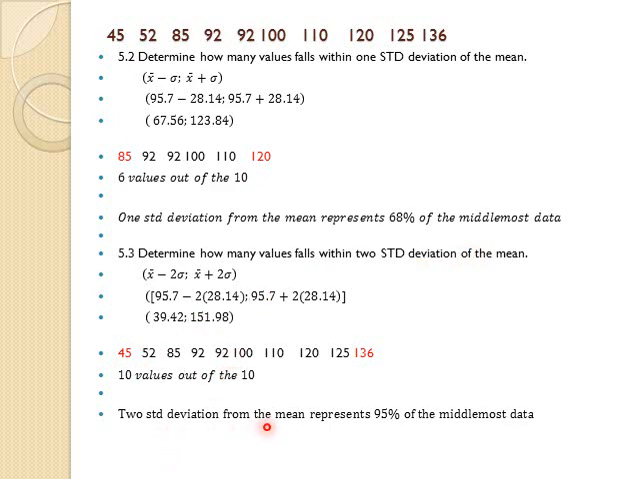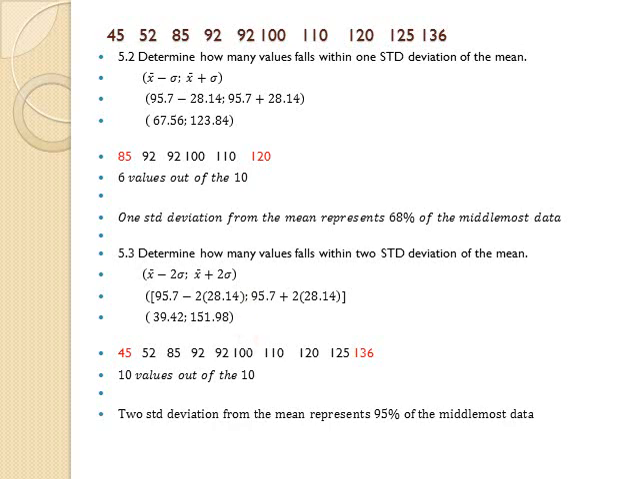And 2 standard deviations from the mean represents 95% of the middlemost data. So again, if we want to verify, 95 out of 100 learners that wrote a test, their marks must be in between 2 standard deviations of the mean.